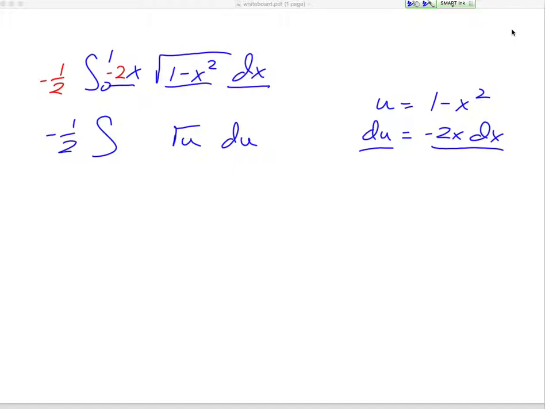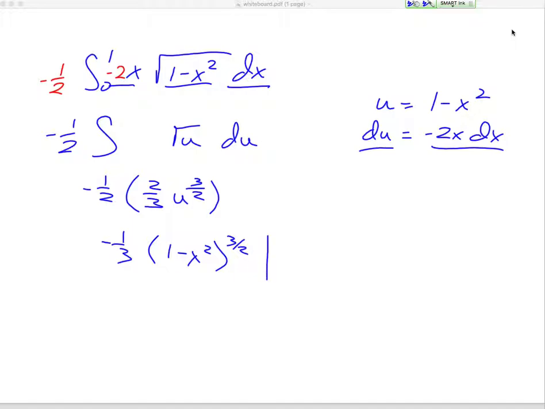So now I'm ready to integrate. This is u to the 1/2, so when I integrate, it's u to the 3/2, 3/2 with a 2/3 out front, and I've still got the negative 1/2 there. I substitute back. I'm going to go ahead and put these together, so that's negative 1/3. Then I have 1 minus x squared to the 3/2 from 0 to 1.